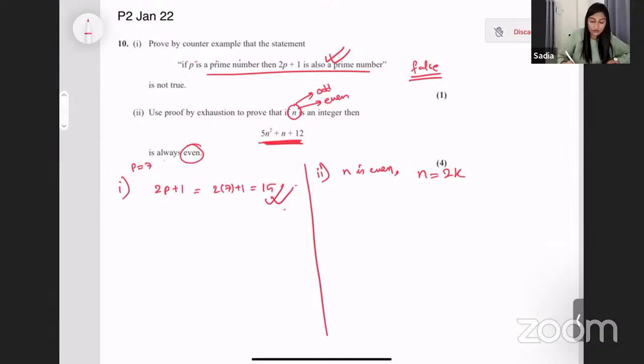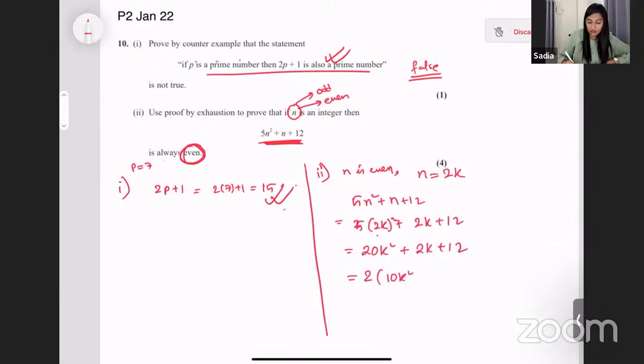So when n equals 2k, I will try to find 5n squared plus n plus 12. That's 5(2k) whole squared, plus 2k, plus 12. 2 squared is 4, so that's 20k squared plus 2k plus 12. Since we need to prove this is even, I will just take 2 out of this expression. So it's a multiple of 2. Since this is a multiple of 2, this expression is even.